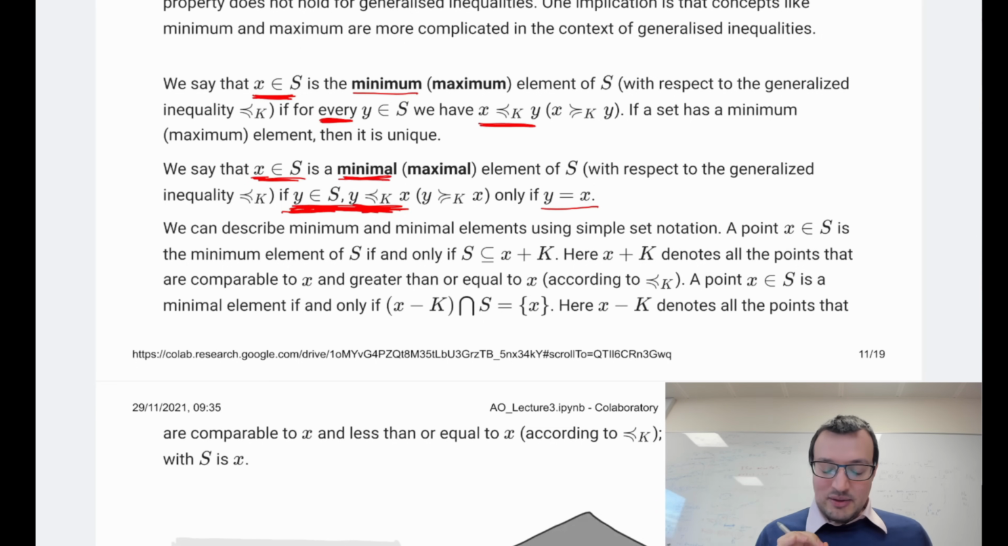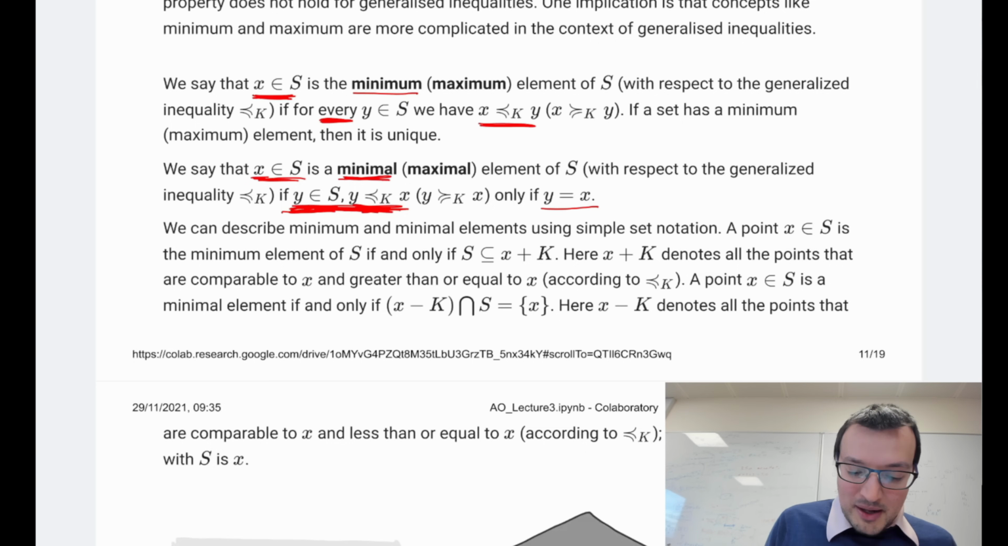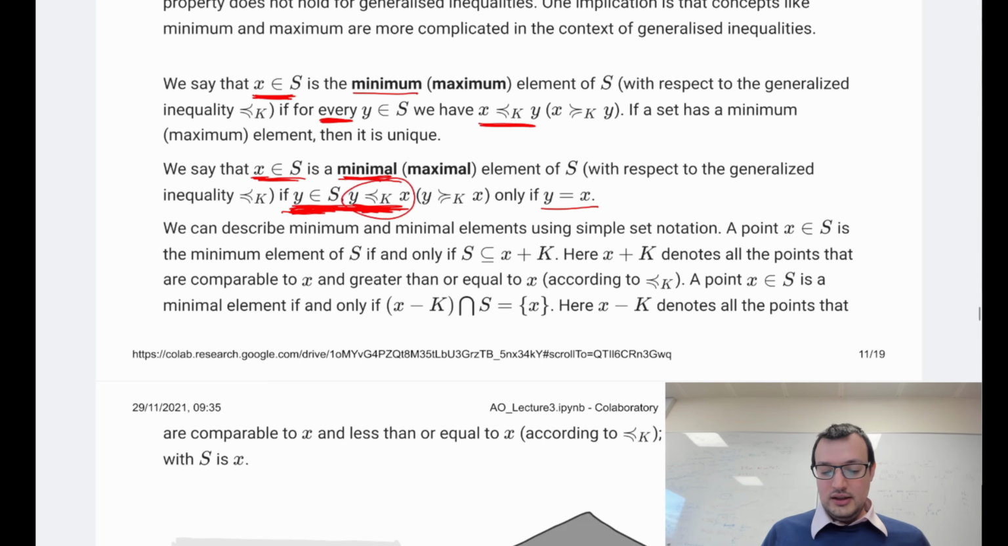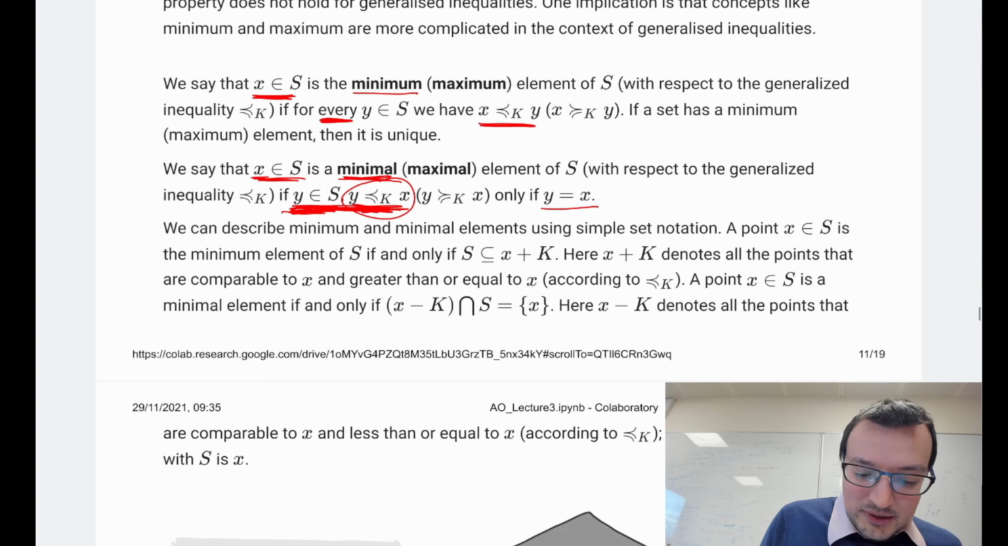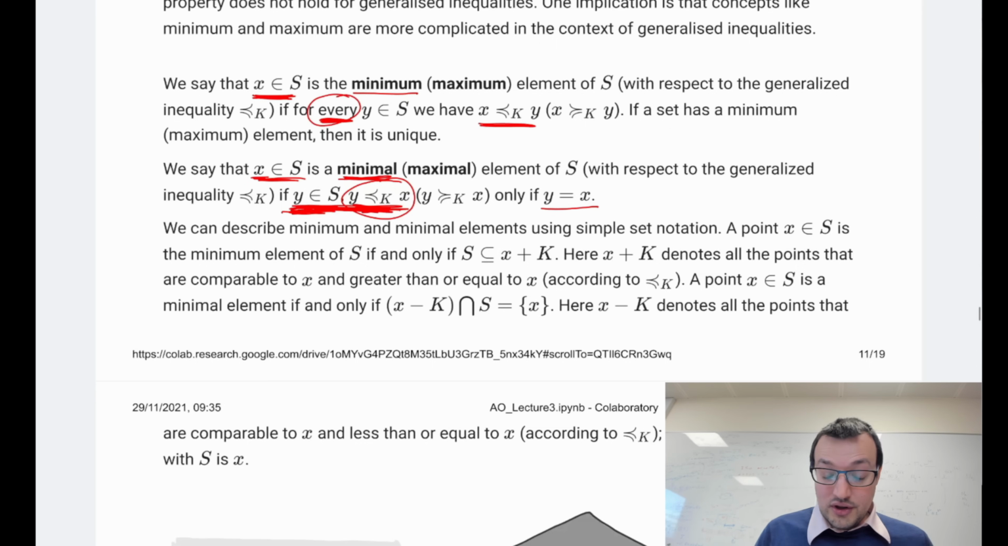So what is important here is that there may be y's belonging to S that are not comparable to x. And this cannot be the case for the minimum element, because for the minimum element we need to be able to compare all y's. So this is the key difference.